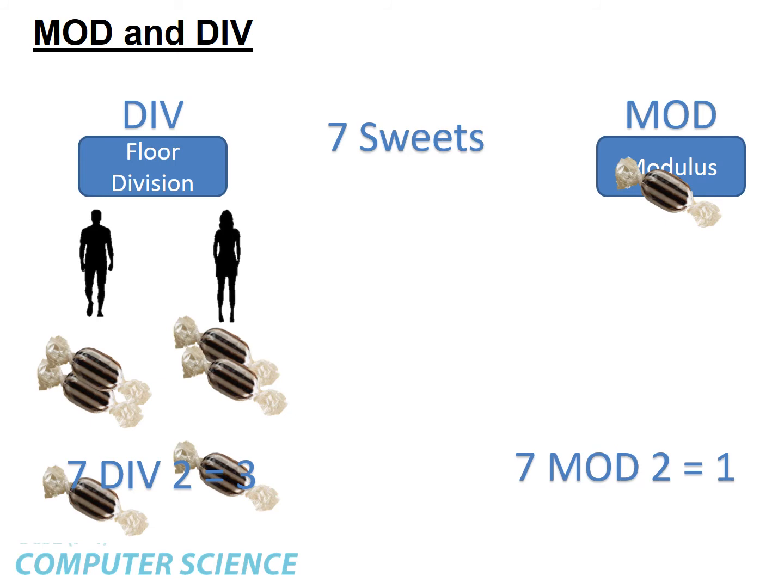We now have 7 suites and 2 people. So 7 suites divided by 2 would be 3. Each person would get 3 suites, so the quotient would be 3. Our modulus would be 1, there'd be 1 left over. We're assuming we can't split that suite.